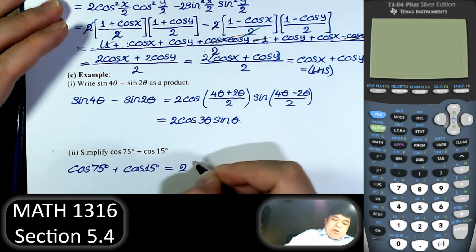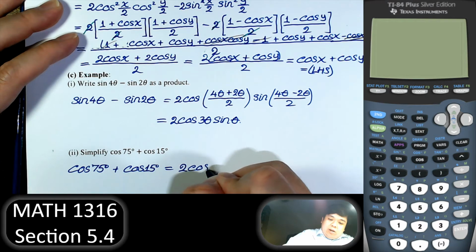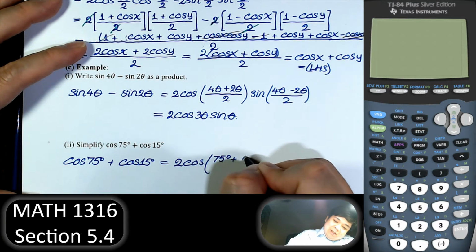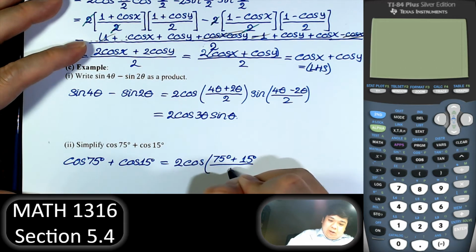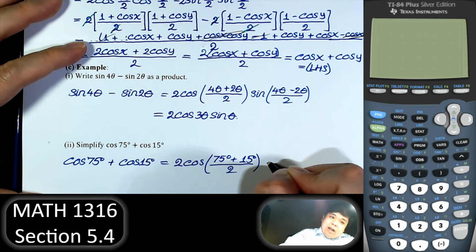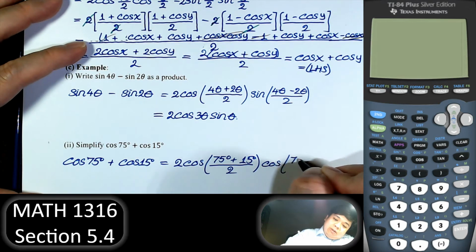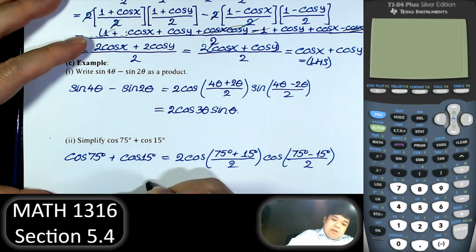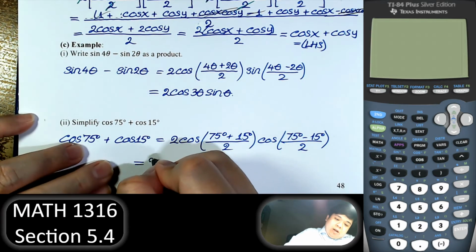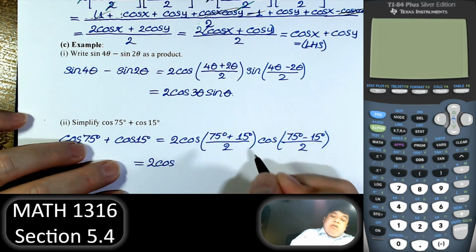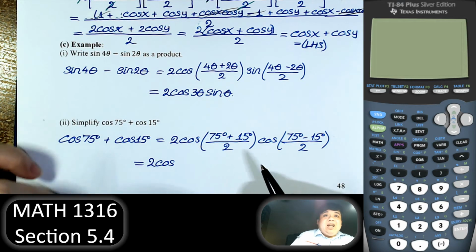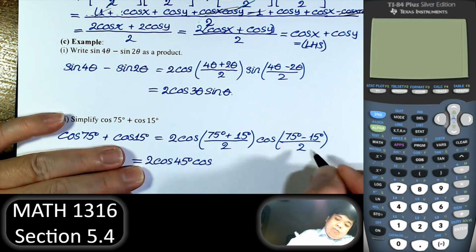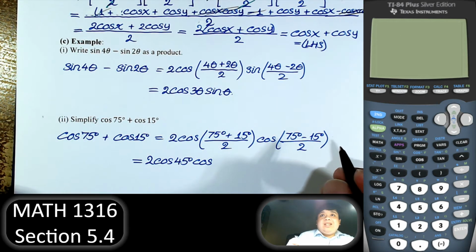It's going to be 2 cosine of 75 plus 15, and then cosine of 75 minus 15, divided by 2. So we have 2 times cosine of 75 plus 15, that is 90 divided by 2, which is 45 degrees. And cosine of 75 minus 15 is 60 divided by 2, which is 30.